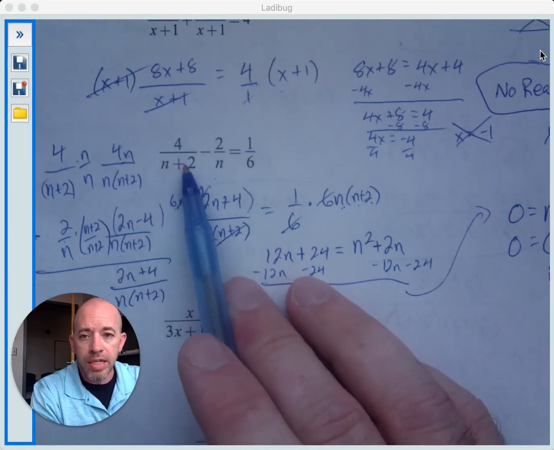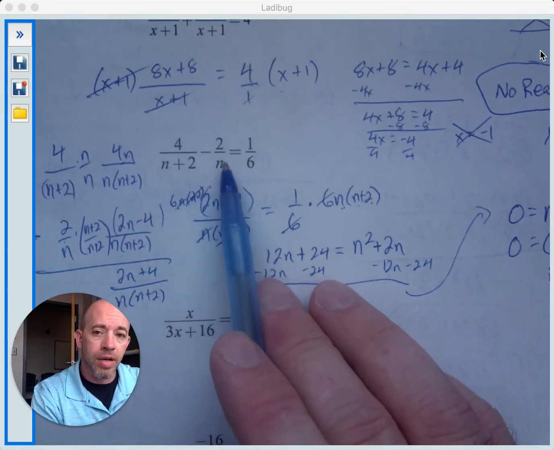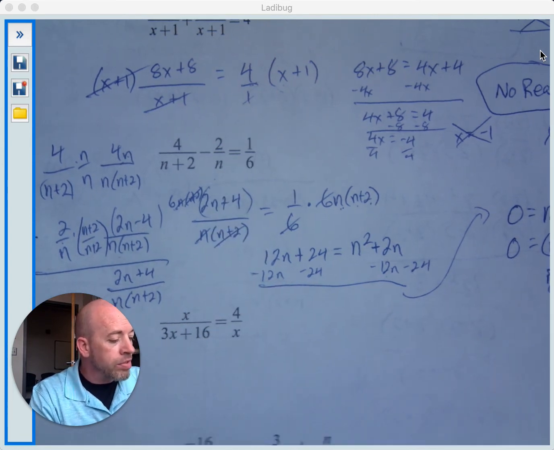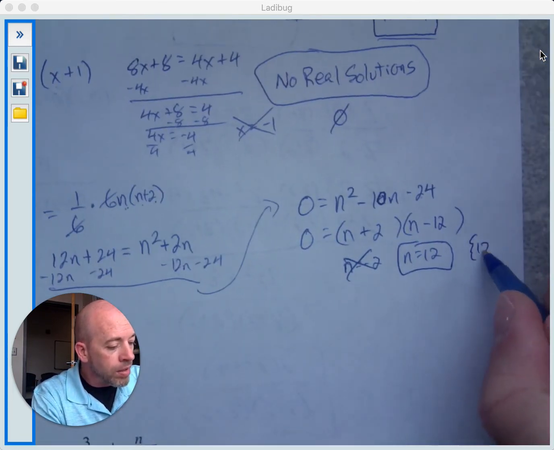12 would be okay though, right? 12 plus 2 is 14. You can divide by 14. You can divide by 12. So everything's okay with 12. So n equals 12 is your only solution in your solution set.